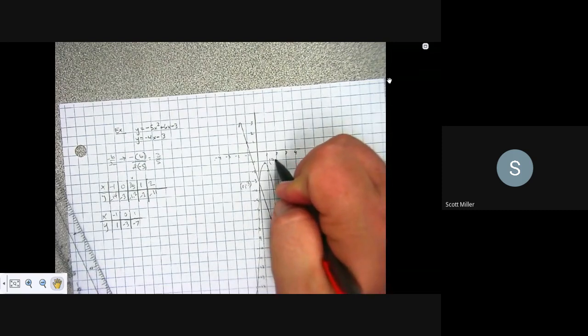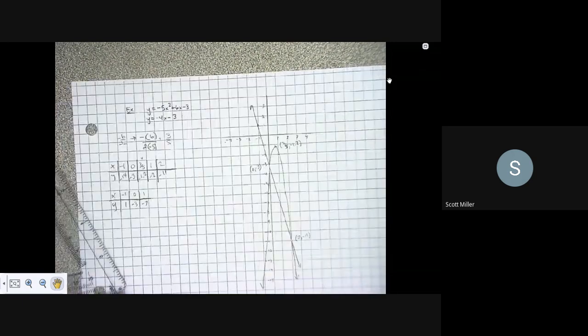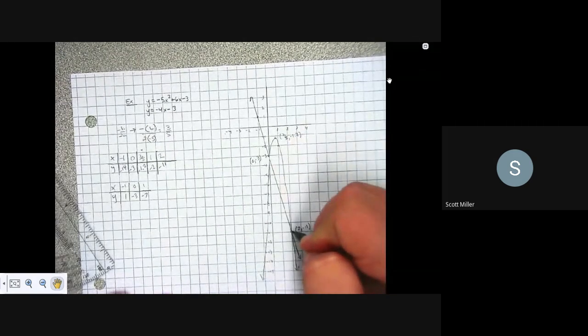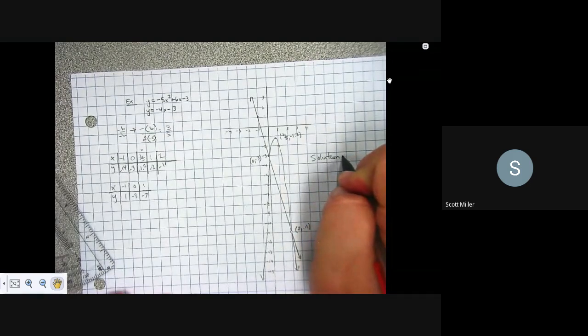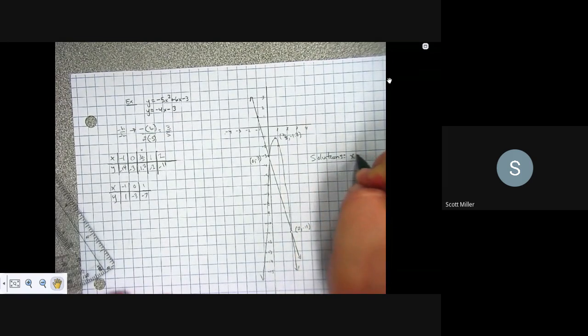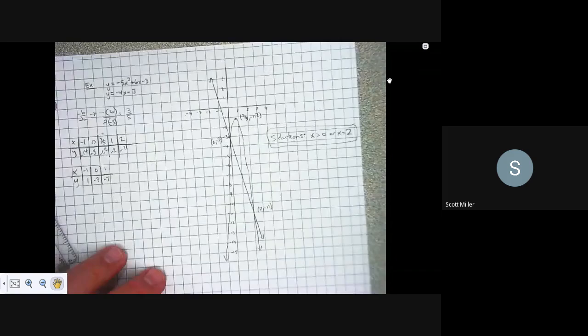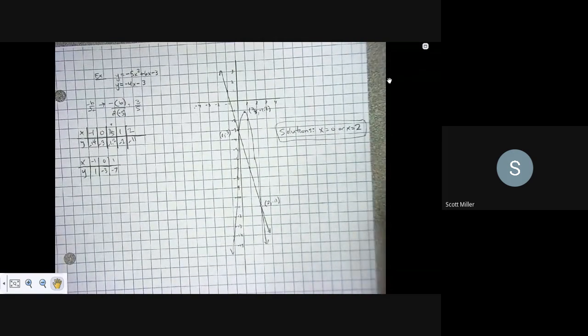Label the vertex here at 3/5, and a -1.2 for the vertex. And all the labeling is now done. But I see that the point of intersections are right here and right here, which means my solutions to this system is when x equals 0 or when x equals 2. So those are my solutions to this nonlinear system graphically. Okay, that's the graphical solution.